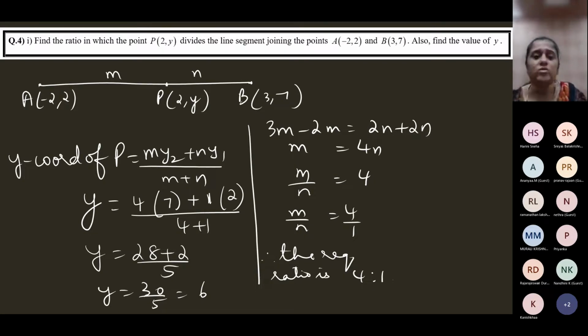Y is nothing but the y coordinate of P, which can be found using the section formula (m y2 + n y1) / (m + n).